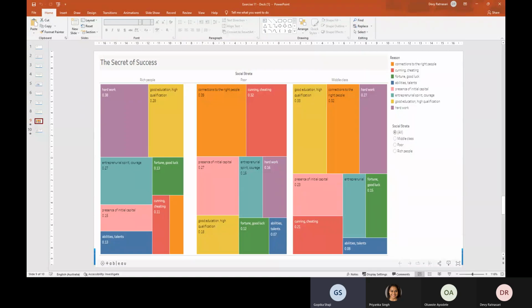And it is interesting to note that around 32% of poor people rated cunning and cheating as the secret of success. So we can say that they should change their approach to life. And also a very small percentage of people in these three strata rated fortune, good luck, abilities and talents as the reason behind success. So the next slide will be presented by David.